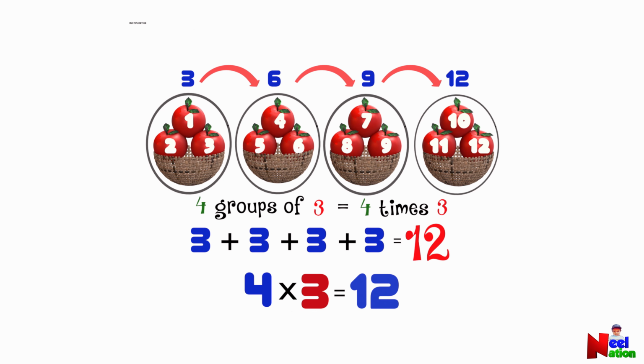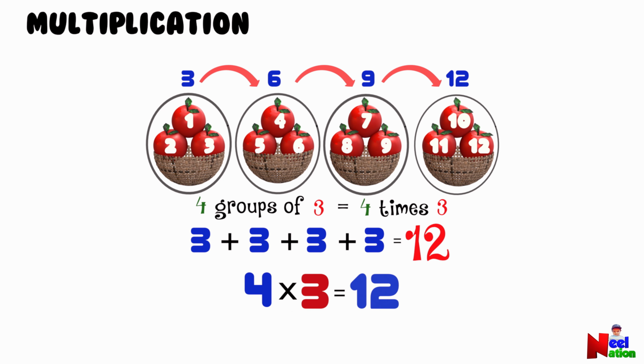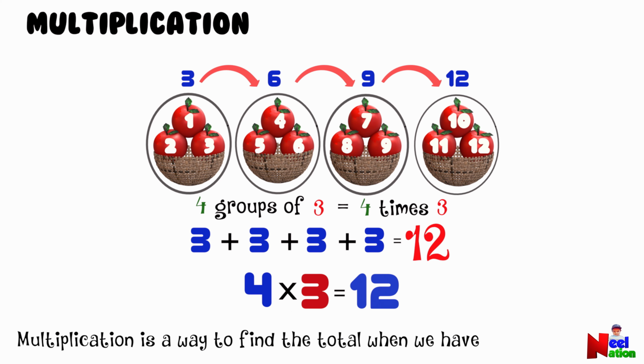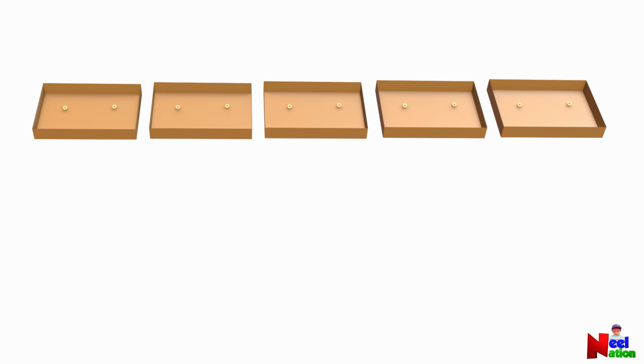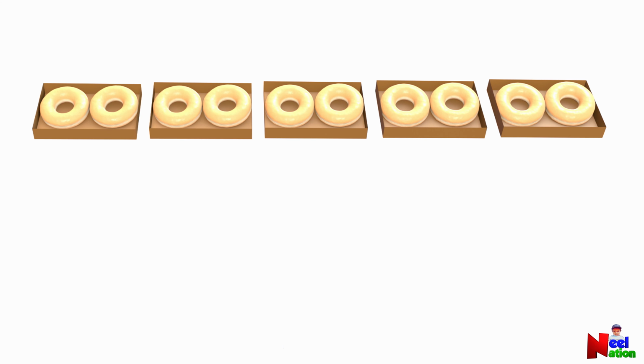The trick we used here is called multiplication. Multiplication is a quick and easy way to find the total when we have equal groups. Now let's look at another example to understand it even better. Here we have 5 boxes and each box has 2 donuts.